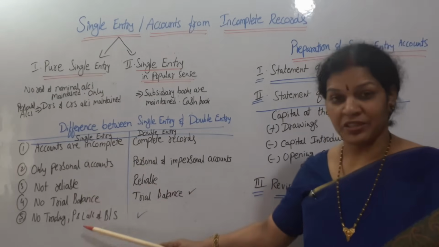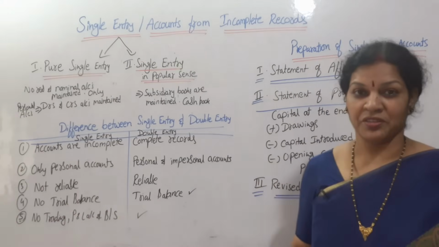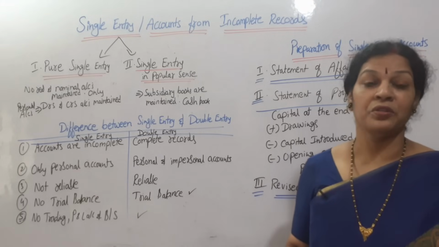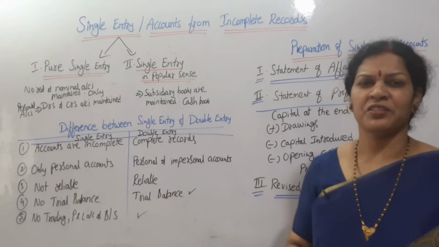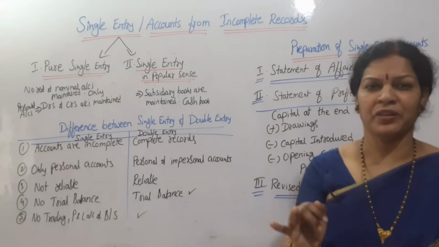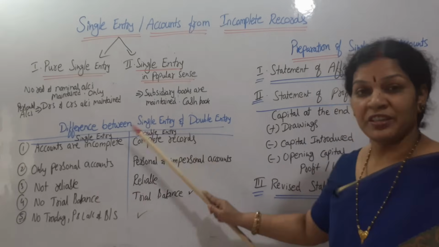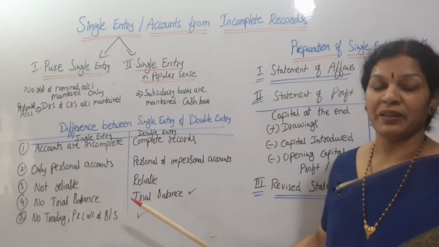And also in single entry system, we don't prepare trading and profit and loss account and balance sheet. These three are not going to be prepared in single entry system. You know that in double entry system we have already prepared trading account, profit and loss account and balance sheet. Clear? So double entry system is a complete information system where we can prepare everything.